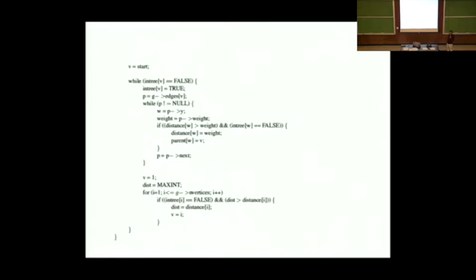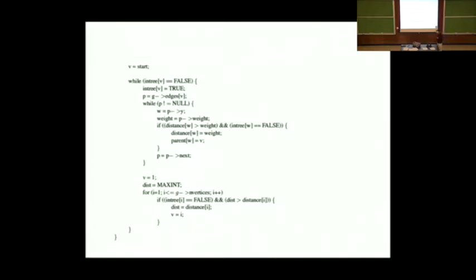But the other big picture is that this gives you an n squared implementation of Prim's algorithm. And so Prim's algorithm can be computed in n squared time. Any questions about that? Any questions about how Prim's algorithm works or why it's n squared? Okay.